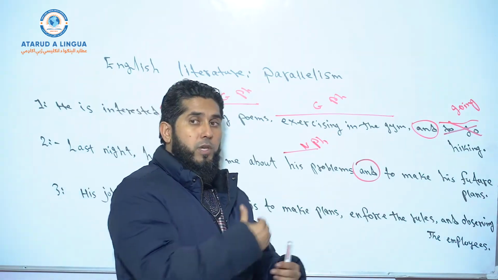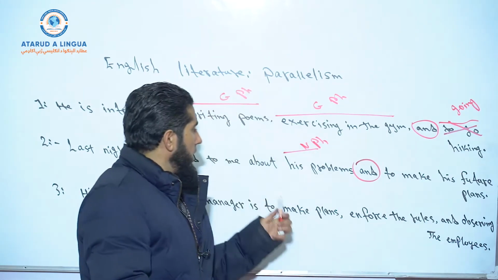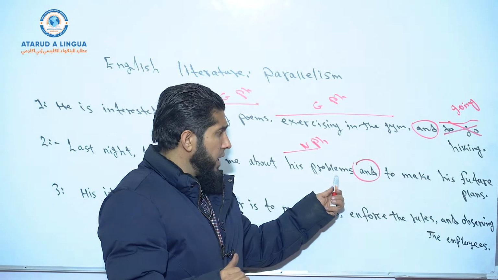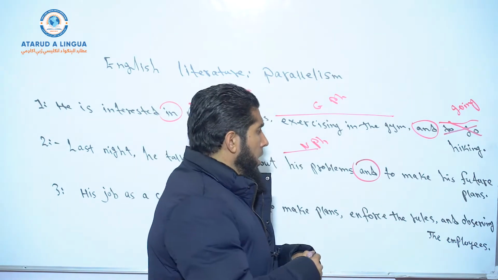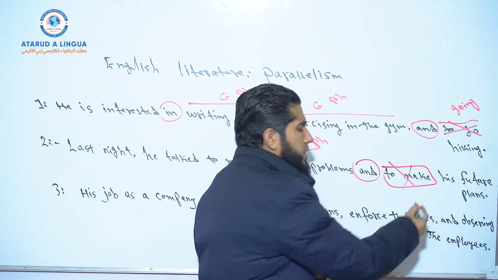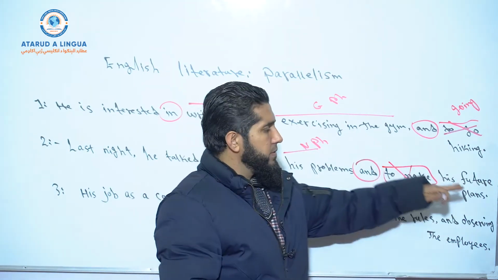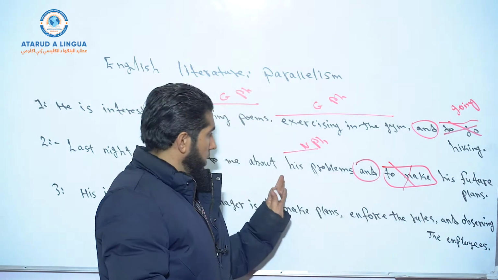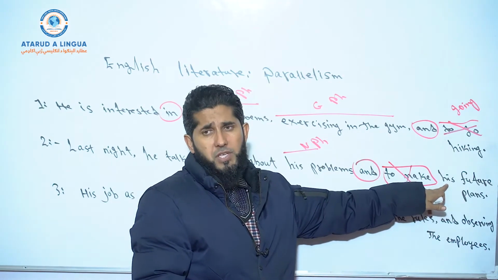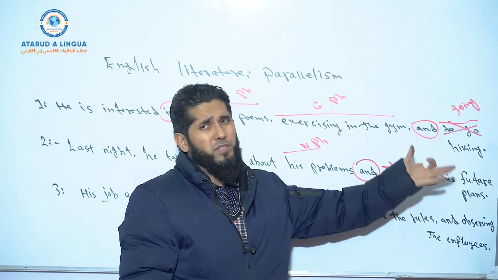So how can we correct it? He talked to me about his problems and... yes. So here we need to get rid of "to make" in his future plans. Okay, his problems and his future plans. I mean, "his" is a possessive adjective over here. Okay, it's just a possessive adjective.